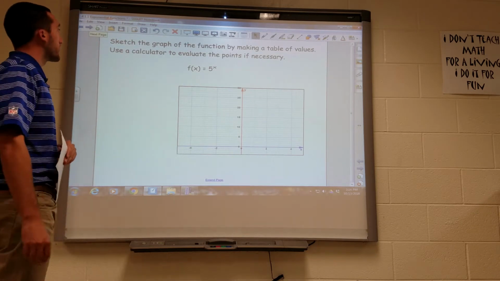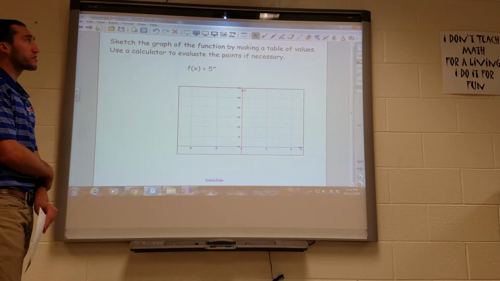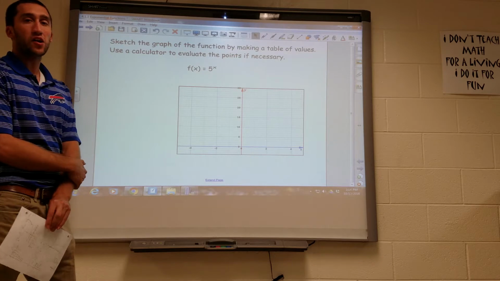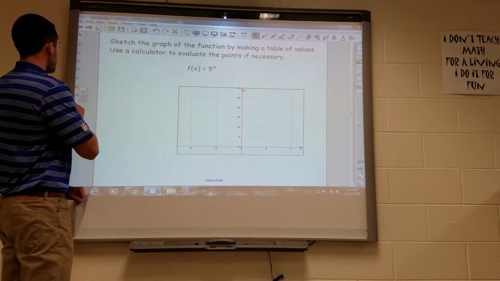First thing I want us to do is sketch the graph of the function by making a table of values. We're only going to use the calculator here to evaluate points if necessary. I'm not actually using the calculator to graph.